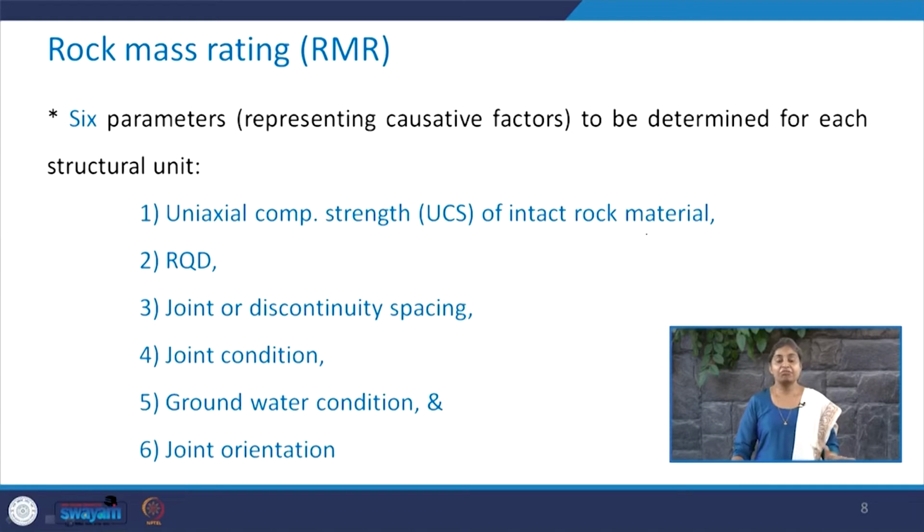Once we have identified the structural units all along the stretch of the structure, in this case the tunnel, then for each structural unit you have to take these parameters into account. The first is the UCS of the intact rock material, then RQD, joint or discontinuity spacing, condition of the joint, then groundwater condition, and the last one is joint orientation. Let us see one by one how to assign the rating to each of these parameters in order to determine the rock mass rating.